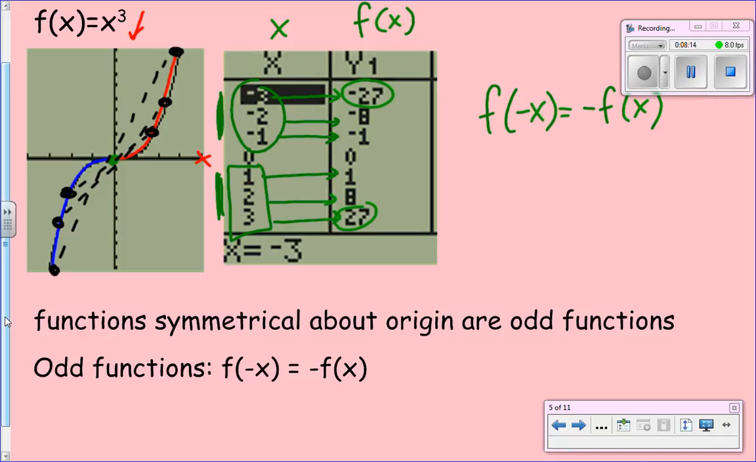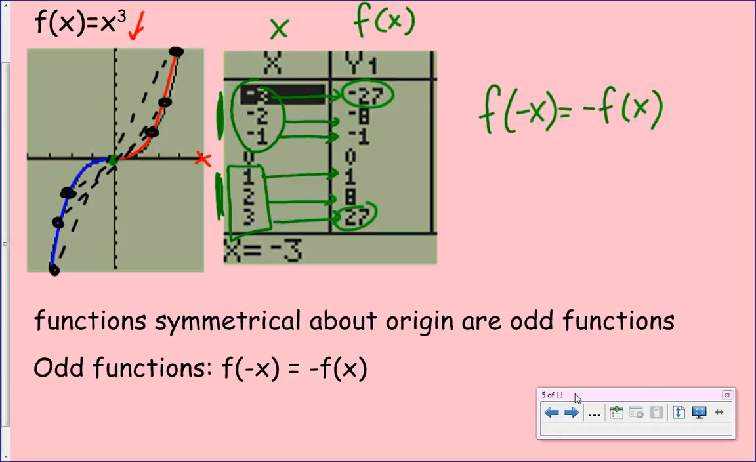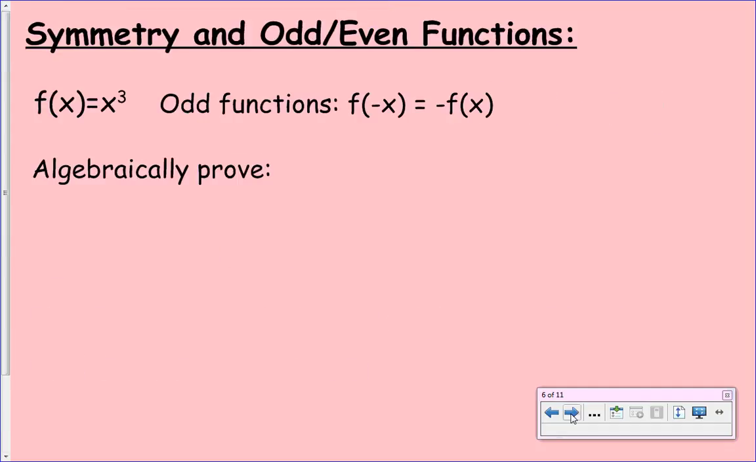All right. Let's prove it algebraically. Let's test the scenario in front of us where they don't give us a picture of the graph. You don't have a graphing calculator to check it. And you've got to prove that x cubed is an odd function. All right? Again, I'm going to put a negative x into x cubed.